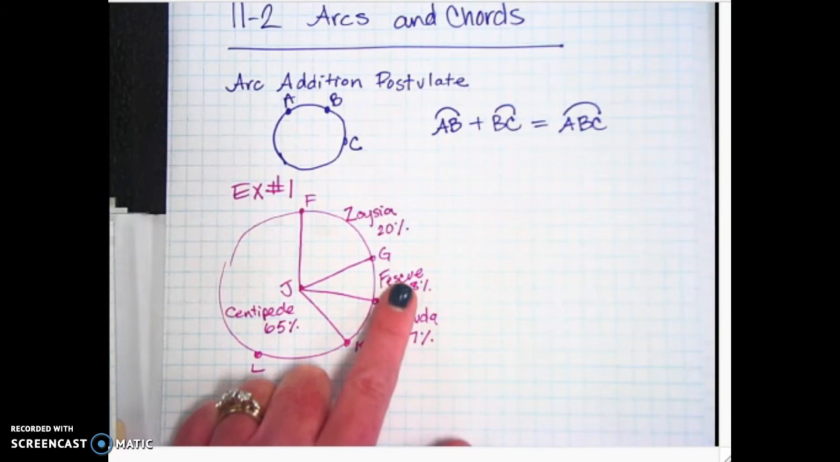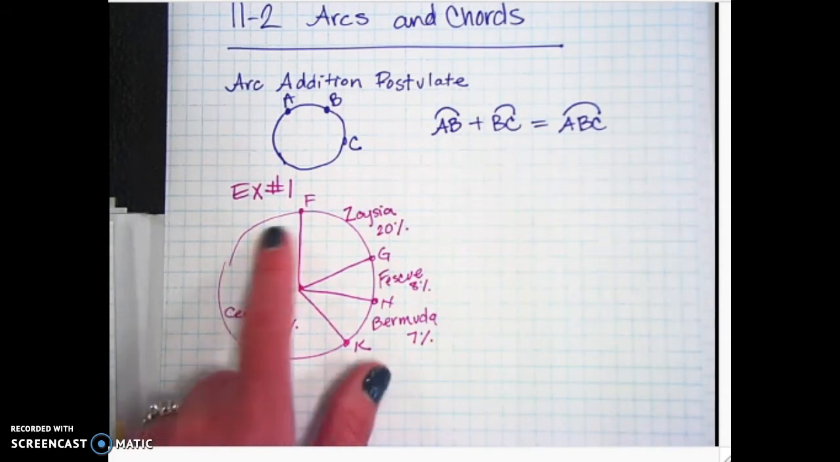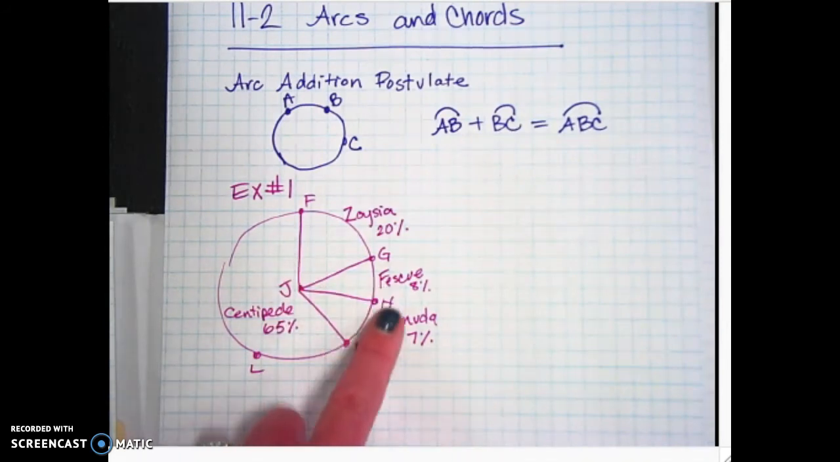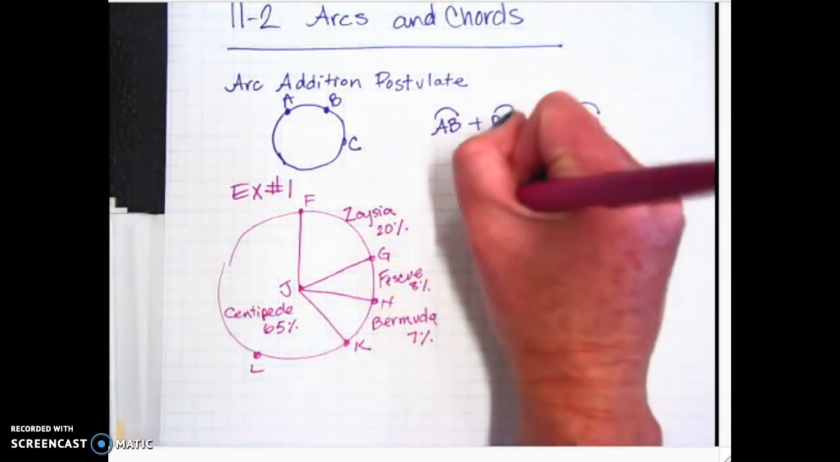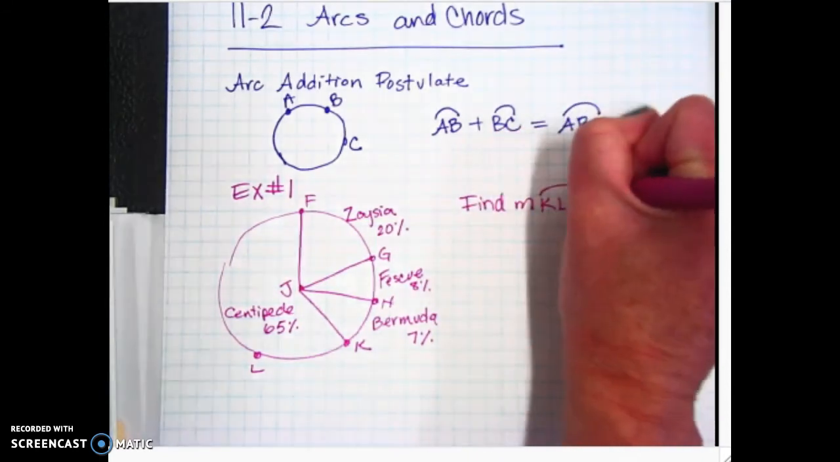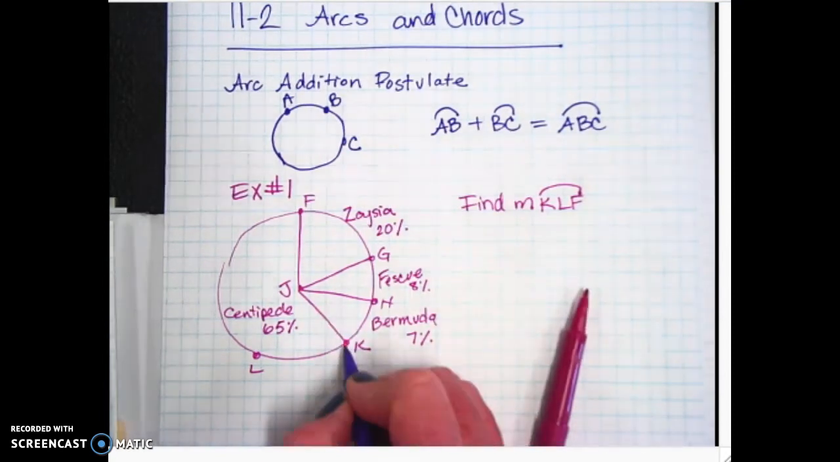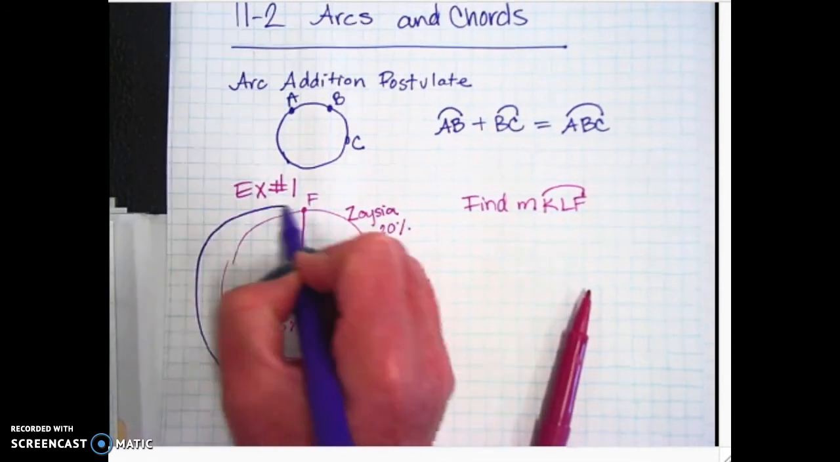Because these are in percents and not in degrees, a full circle should add up to how much percent? 100%. Versus the degrees in the circle is not 100 degrees. It's how many degrees? 360. Okay? So we're going to be asked to find the measure of arc KLF. All right, so let's figure out where K is at. So here's, I'm going to use a different color. All right, so here's K, and then here's L, and then here's F. So from here all the way around to here.